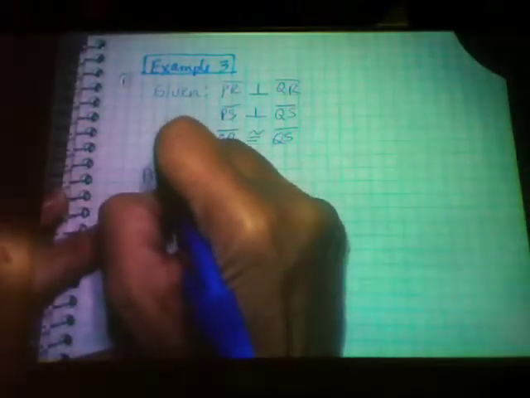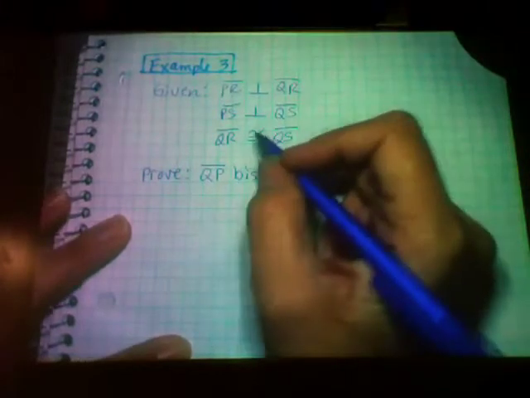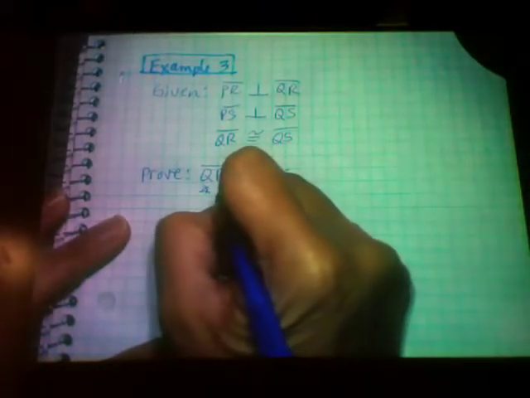Okay, here's what you're proving. You are to prove that segment QP bisects angle SQR. So what are we trying to prove that QP is? If it bisects an angle. Right. What are the characteristics of an angle bisector? What does the definition say? It goes from a vertex and splits an angle into 2 equal angles.